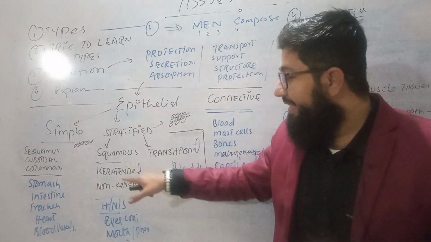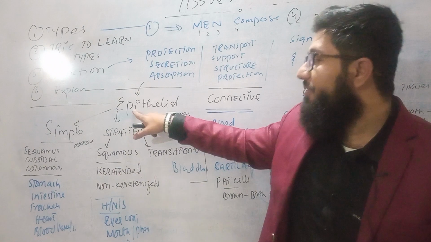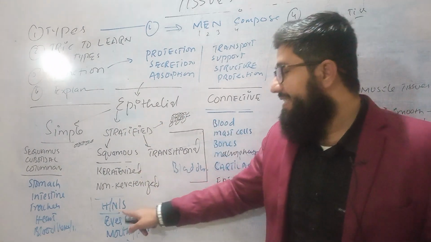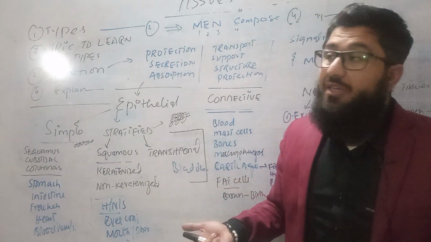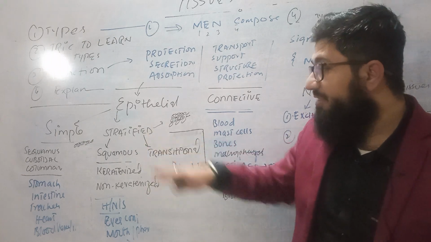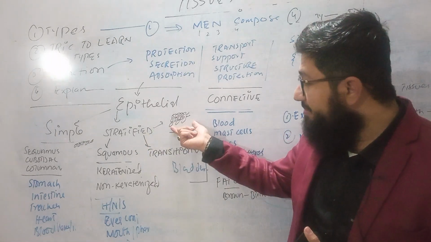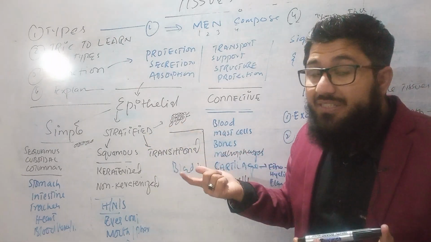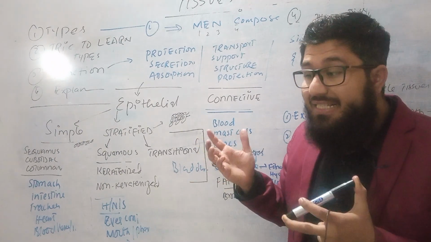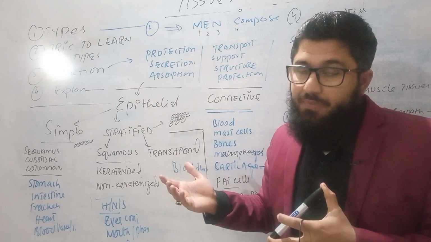Stratified. Keratinized, squamous, stratified epithelial cells. Which one? Hair, nail, skin. Then we have non-keratinized. Actually, the stratified cells have these many layers for a reason. What is that reason? These cells undergo wear and tear.